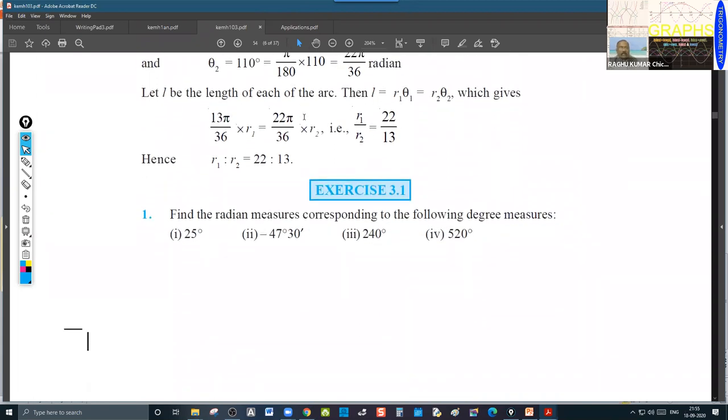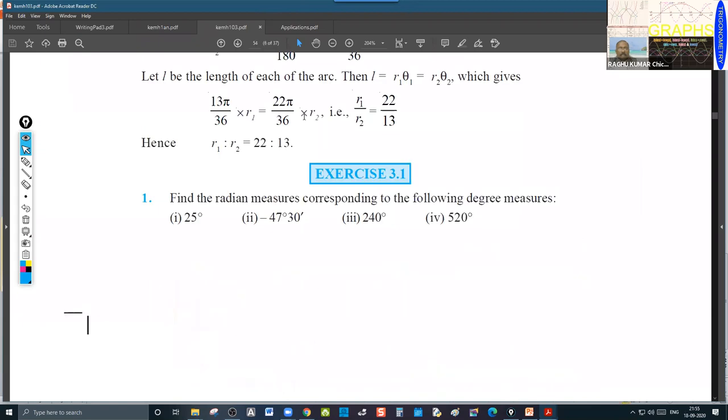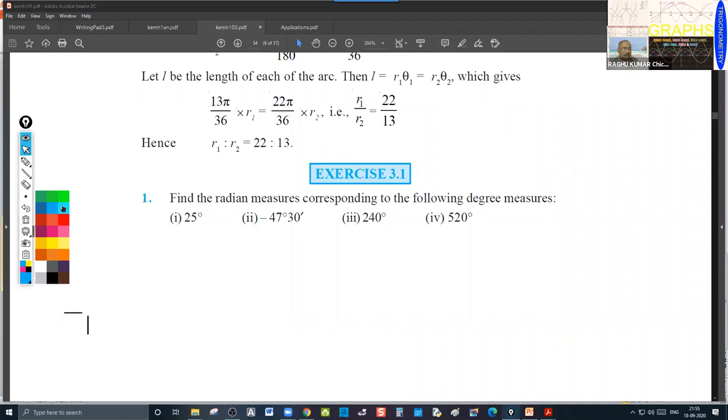Now, find the radian measure corresponding to the following degree measure. Can you try this? Srina, you can try this. 25 degrees. We are doing it here. Here itself I'm doing 25 degrees.